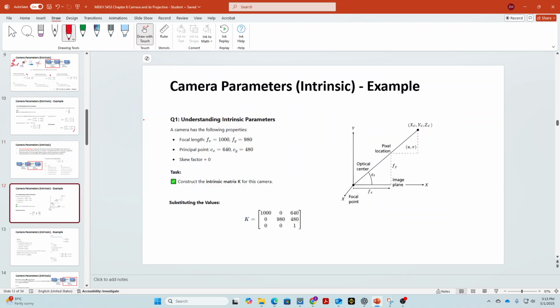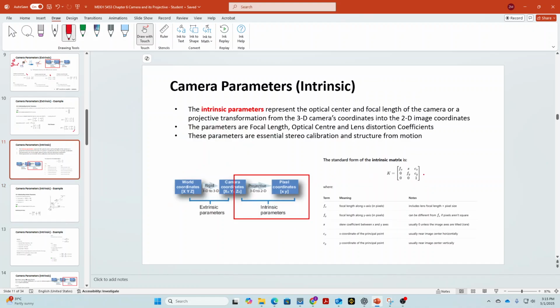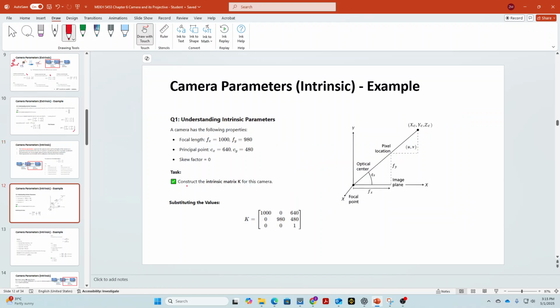Okay, example. Now we are going to understand the intrinsic parameter. A camera has the following properties. You are given fx equal to 1000, fy equal to 980. You have the principal point cx equal to 650 and cy equal to 480. The skew factor is 0. So put these in and construct the intrinsic matrix K for this camera. So the intrinsic matrix K is equivalent to this one, and of course this is what you put in the matrix itself. Okay, so this is the answer.